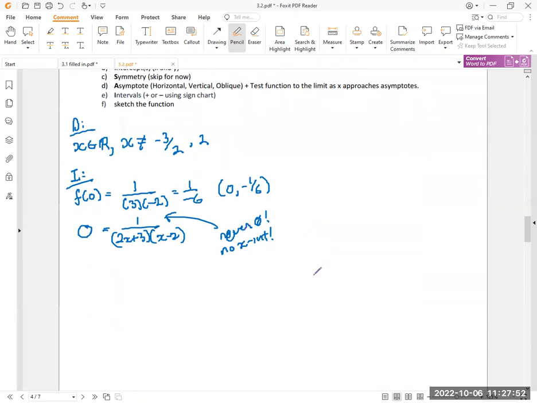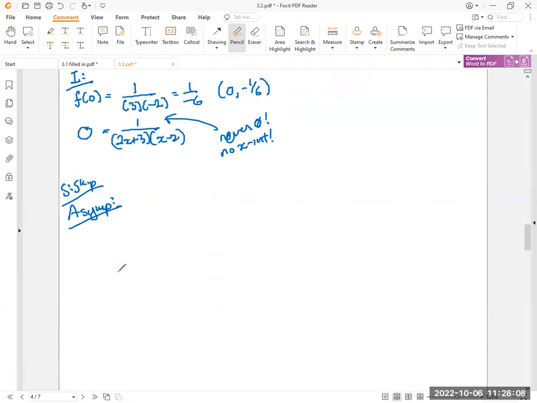Symmetry, let's skip for now. Can't spell. Asymptotes, here we go. Vertical asymptotes.